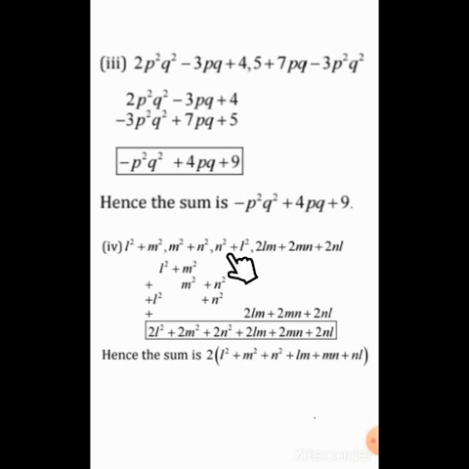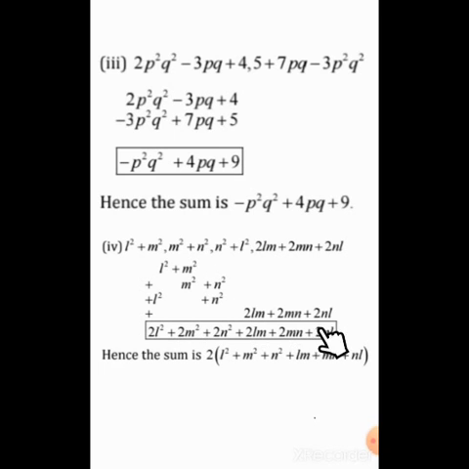Third expression, N square is starting, so we put it in the N square column. Then L square we put in the L square column. Last expression, 2LM, 2MN and 2NL. These three terms are all different, so we put them in another column.